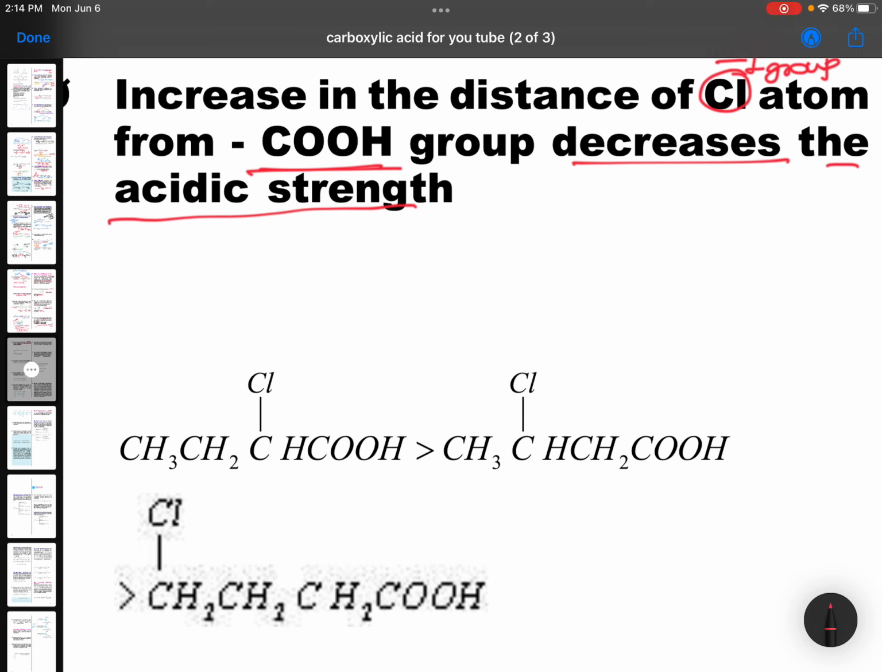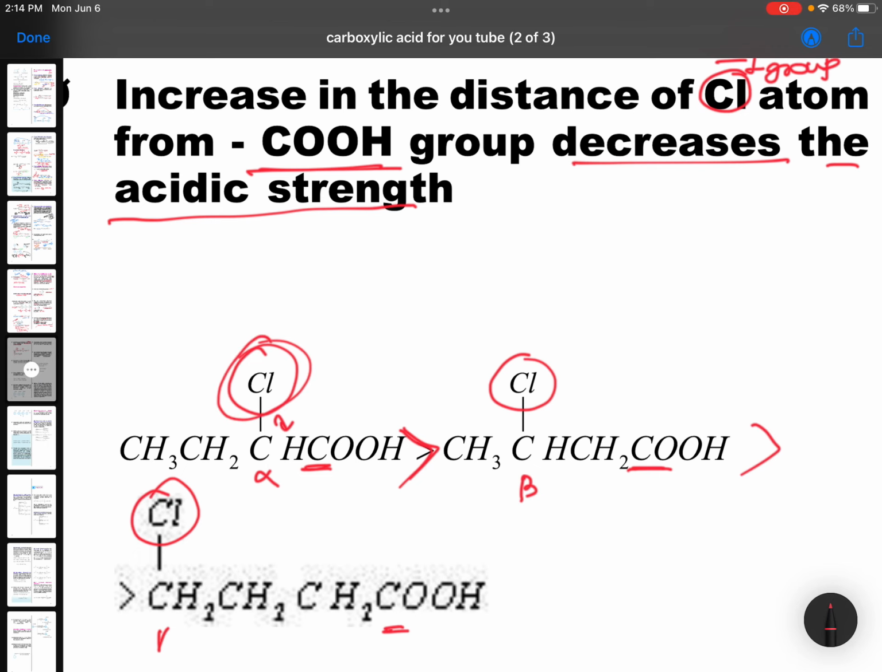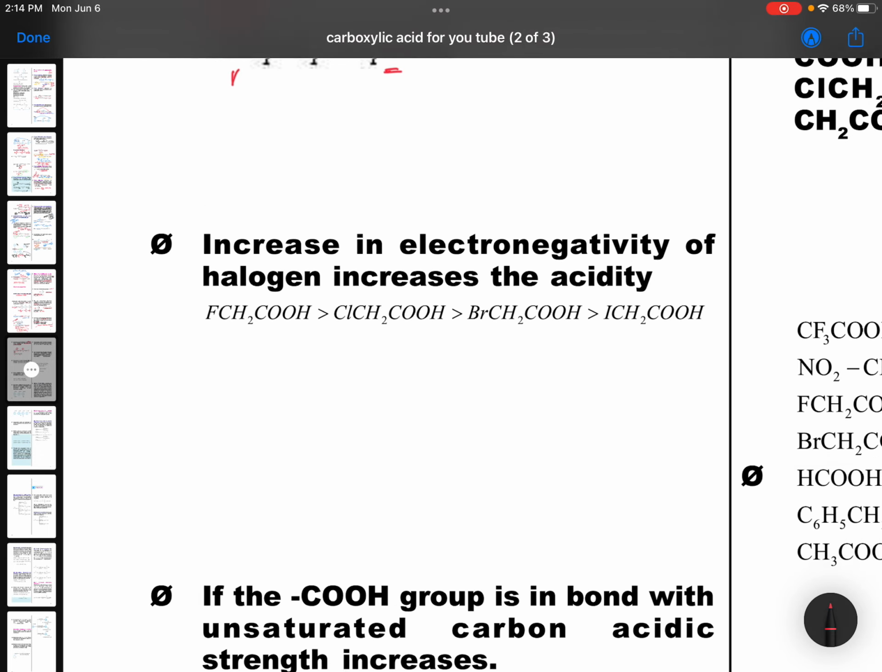Very close is best. You see, this is the alpha position, this is the beta position, and this is the gamma position. When there are electron withdrawing groups, they should be nearby. Okay, this is close, so this is more acidic than this. When electron withdrawing groups are there, they must be close. Okay, this point is to be noted.